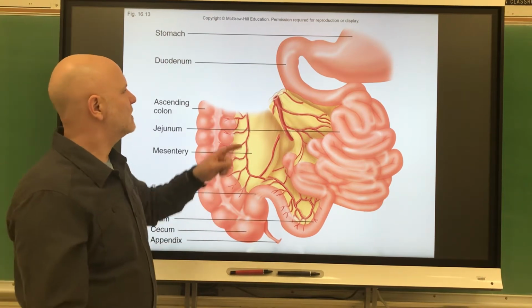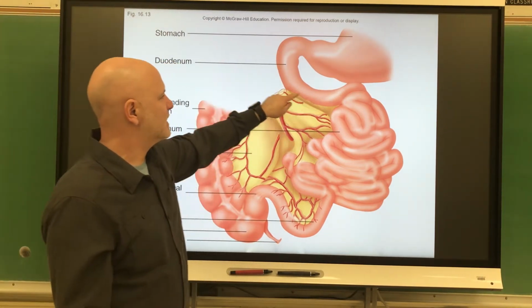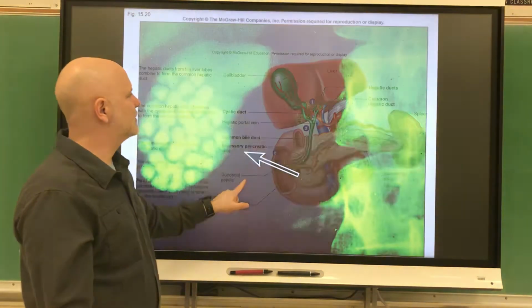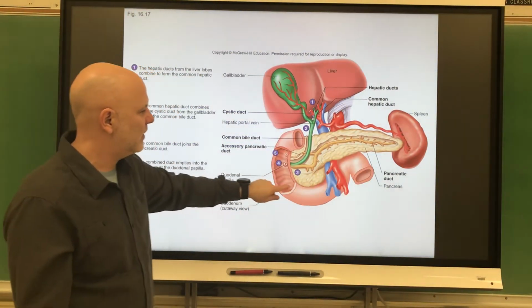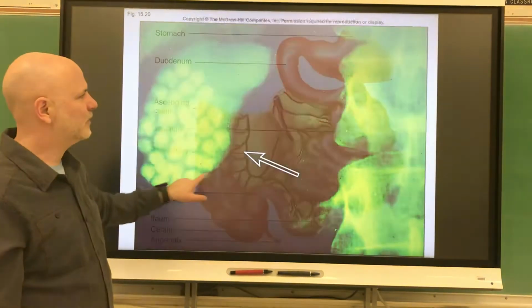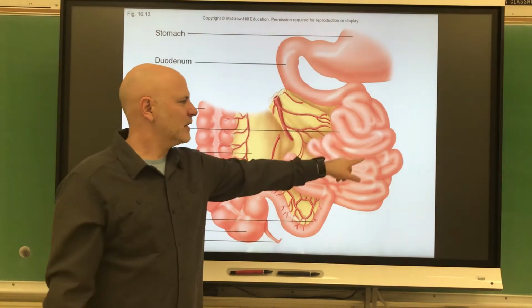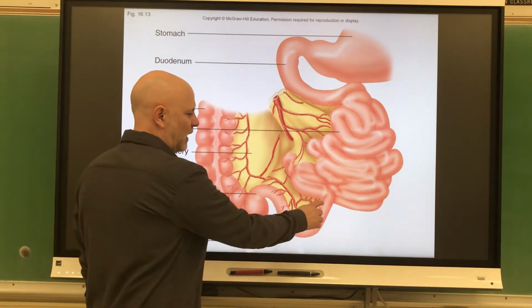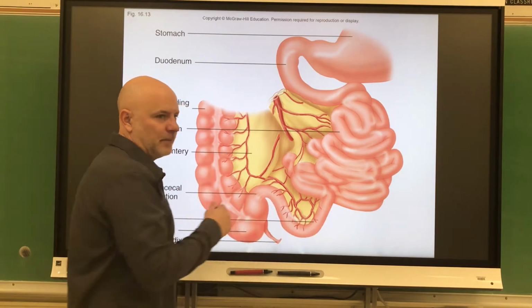Parts of the small intestine: the beginning of the small intestine is called the duodenum. Here's the duodenum again. It receives secretions from the pancreas, the liver, and the gallbladder. Next, the middle portion of the small intestine is called the jejunum. And then the end part of the small intestine is called the ileum.